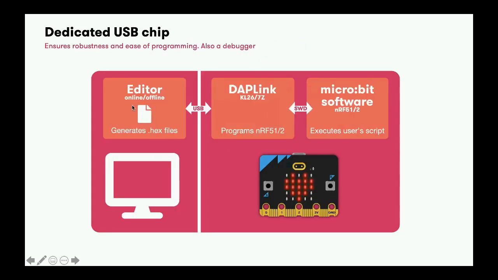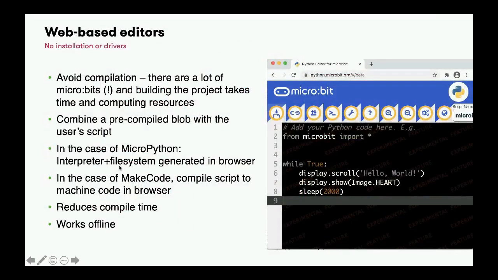And we've already talked a bit about the interface chip and how that allows the online editors to communicate over USB. But because we have that device abstraction layer and much of the functionality is implemented in C and C++, it allows us to do these web-based editors where we don't have to do any compilation in the cloud or any live compilation for the students. What we do is we pre-build a blob, which represents the vast majority of all the things the microbit can do. And then we combine that with a script, or something which represents what the user told the microbit to do. In the case of MicroPython, that's fairly straightforward because MicroPython is an interpreter.